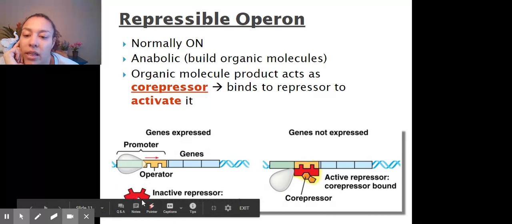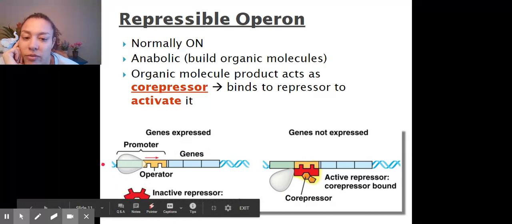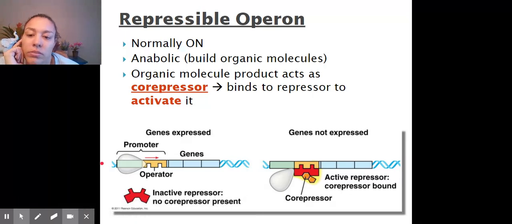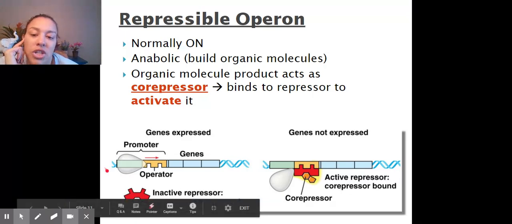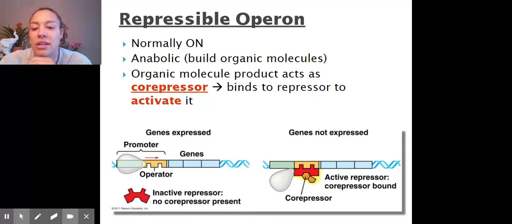Okay. So we can see down below here this repressor in red. This would be developed by the regulatory gene that's just upstream from this promoter operon region. Okay. And currently it's inactive, right? We can see that it's in its bent shape, and its little allosteric site has nothing attached to it. So it's just free floating.